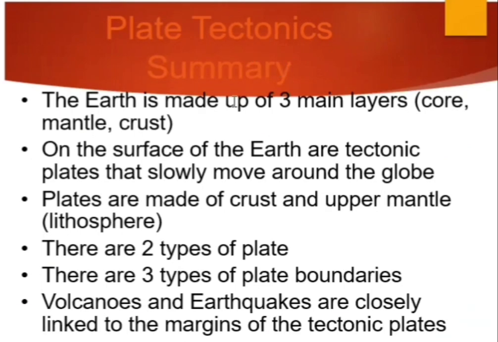Plate tectonics. The Earth is made up of three main layers: core, mantle, and crust. Plate tectonics summary. On the surface of the Earth are tectonic plates that slowly move around the globe. Plates are made up of crust and upper mantle, or the lithosphere. There are two types of plate and three types of plate boundaries. Volcanoes and earthquakes are closely linked to margins of tectonic plates. All right. So this is just an overview of plate tectonics.